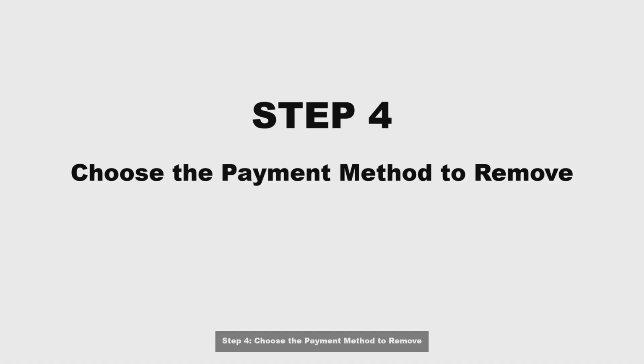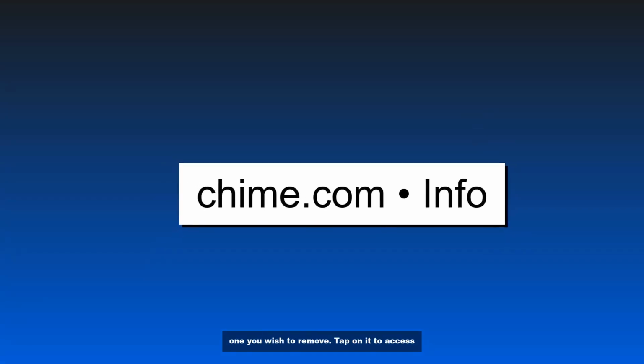Step 4. Choose the payment method to remove. From the list of payment methods, find the one you wish to remove. Tap on it to access more options related to that specific payment method.